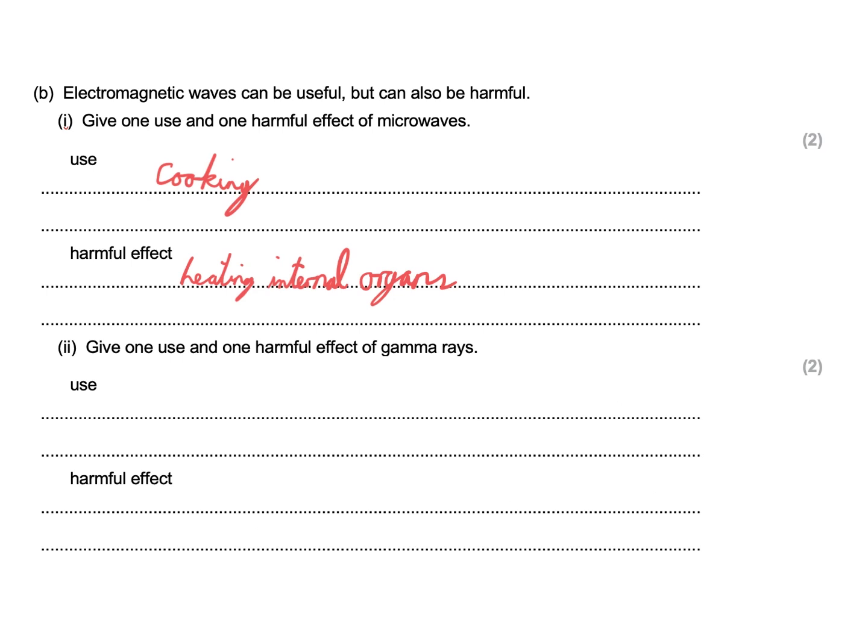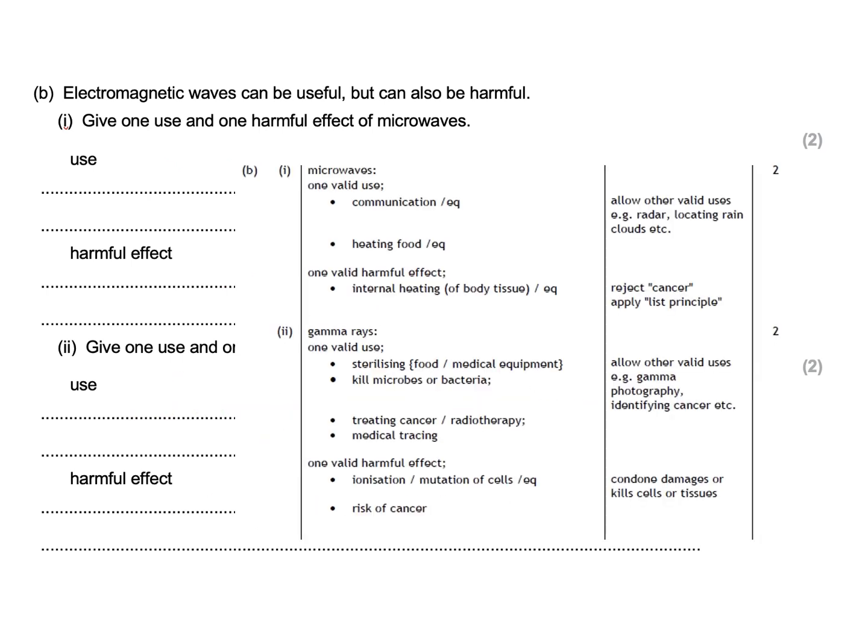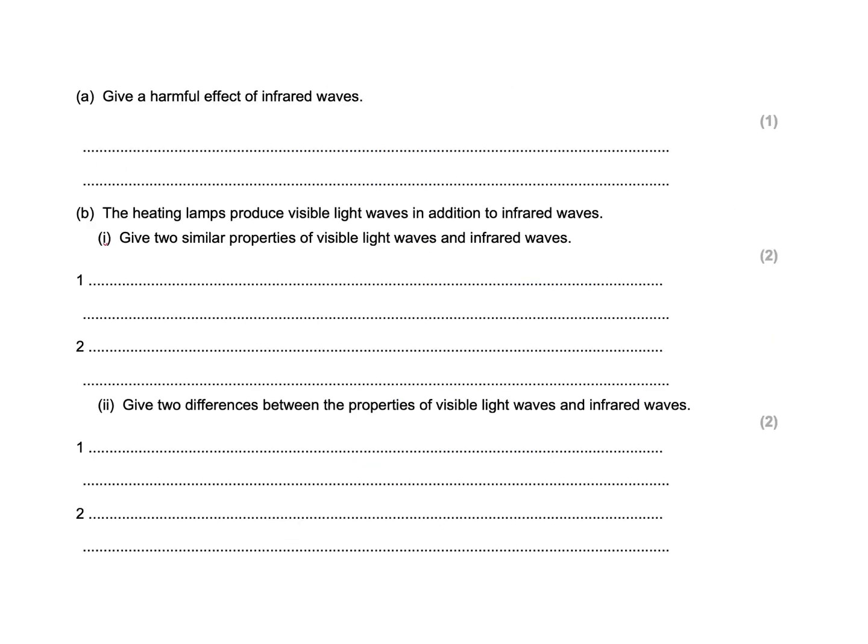However, give one use and one harmful effect for gamma rays. We can say one of the uses is for sterilizing medical equipment, and one of the harmful effects of gamma rays is causing cancer. And if we look at our mark scheme here, we can see the microwaves have the use for communication or heating food, with the harmful effect of internal heating, whereas gamma rays have the valid use of sterilizing food, medical equipment, killing microbes, treating cancer or medical tracing, and a valid harmful effect of ionization or a risk of cancer.